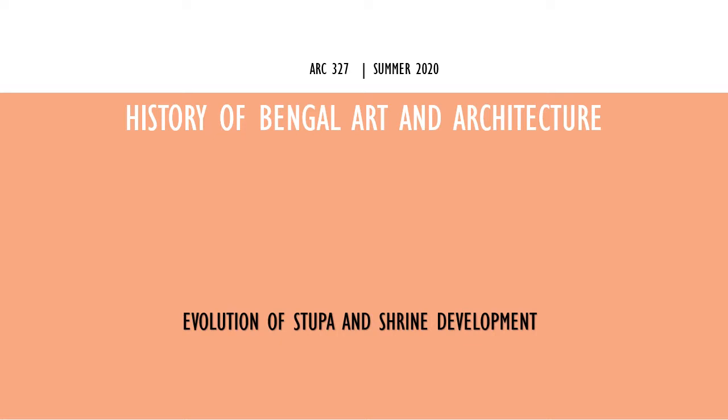Welcome back. It is our fourth lecture of the course History of Bengal Art and Architecture. In our previous lectures, we covered what is Bengal and its people. Later, we revisited the brief political history of Bengal. In our last class, we learned about the ancient architecture of Bengal too.